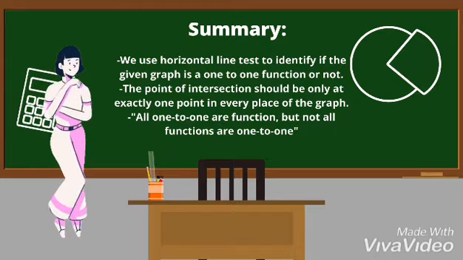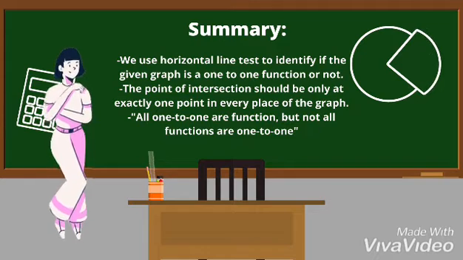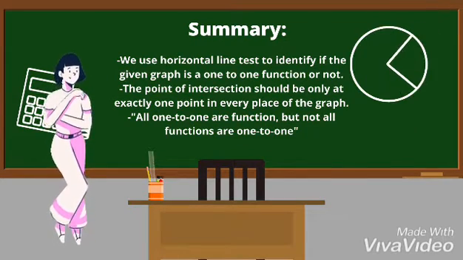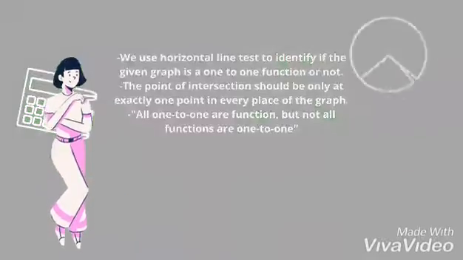These are the things that we should remember. We use the horizontal line test to identify if the given graph is a one-to-one function or not. The point of intersection should be only at exactly one point in every place of the graph. All one-to-one are functions, but not all functions are one-to-one.